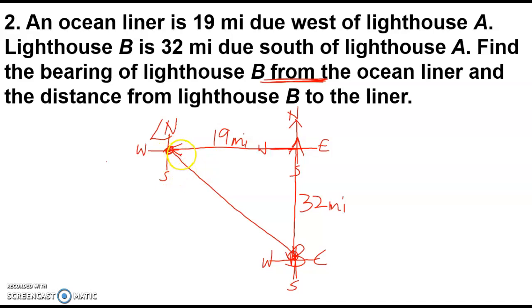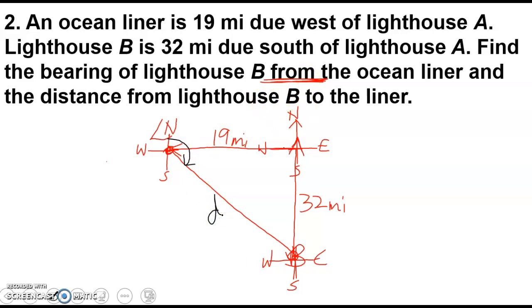what is that going to be? So we are looking for this angle here. Okay, let's draw that in black. There. That's the angle we are looking for. All right, and then we are looking for the distance from the lighthouse B to the liner. So we are looking for this here, B.